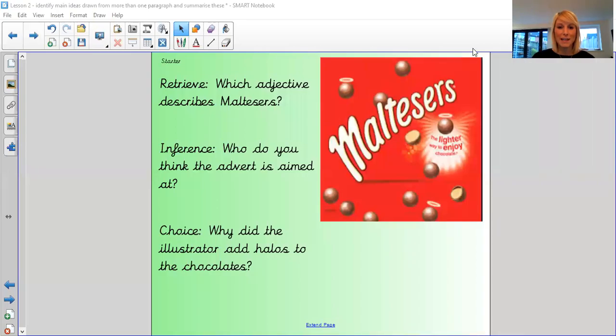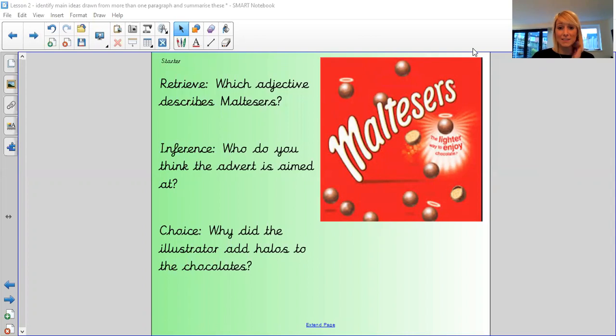Year 4, this is your English lesson for Thursday the 28th of January. You've done some brilliant work on our Escape from Pompeii text. So over the next 2 days, today and tomorrow, we're going to be doing some guided reading lessons and saving the invention stage of our English writing for next week, okay?